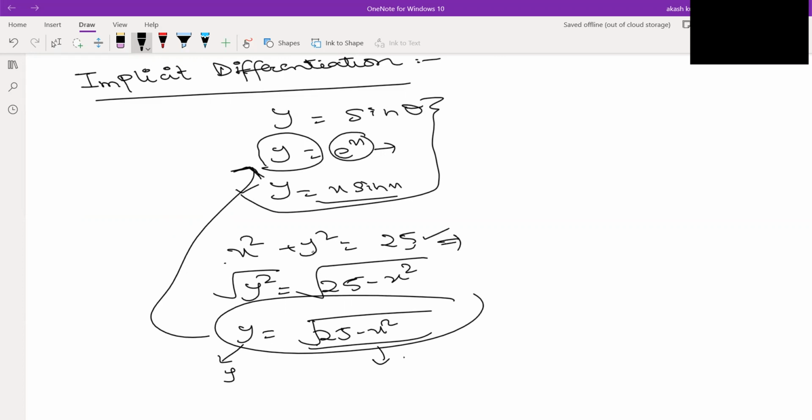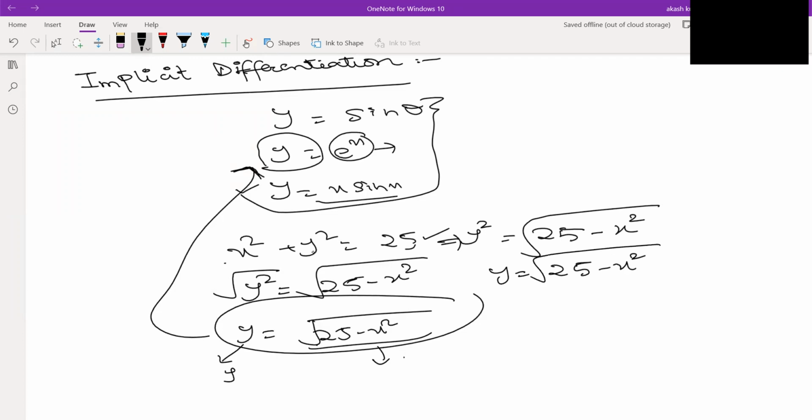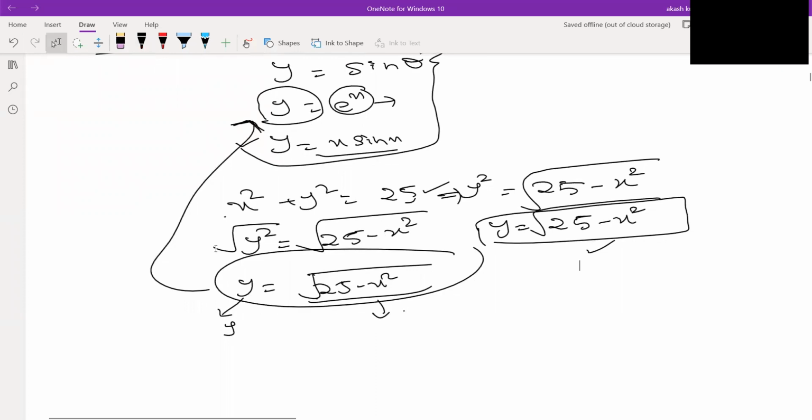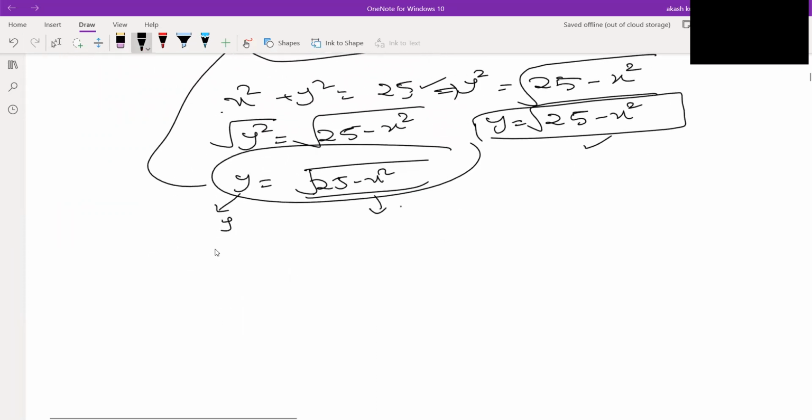Okay, for that we have to separate our x and y terms. So taking x square to that side, it will be 25 minus x square, right? Yes. We need only y, so we'll take the square root. It will be the square root of 25 minus x square. Is it clear? Yeah. But sometimes it will be hard to simplify. Sometimes the functions will be very hard to differentiate with y and x separate.